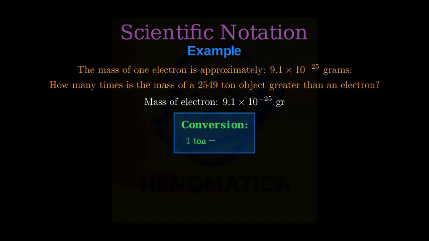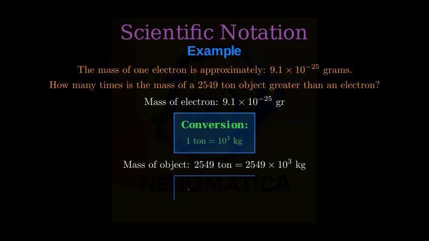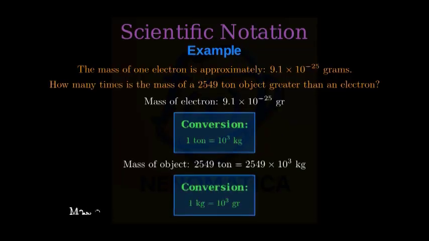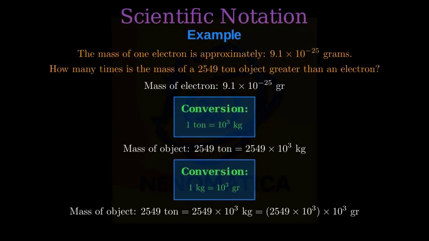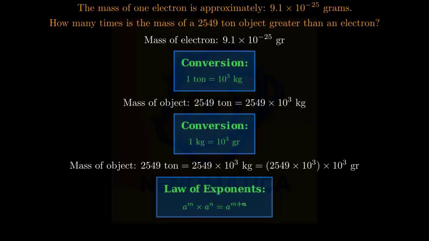Now, let's find the mass of our 2,549-ton object. First, we need to convert tons to kilograms. 1 ton equals 1,000 kilograms. Next, we need to convert kilograms to grams. 1 kilogram equals 1,000 grams, which is 10 to the power of 3 grams. Let's rewrite this using the laws of exponents.